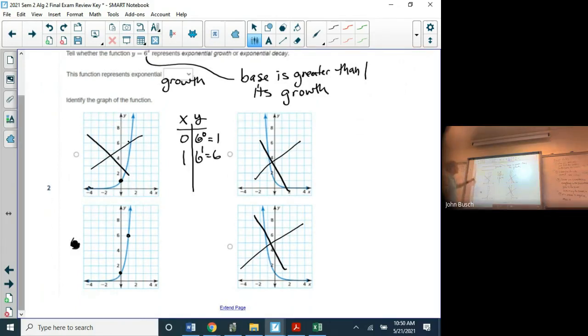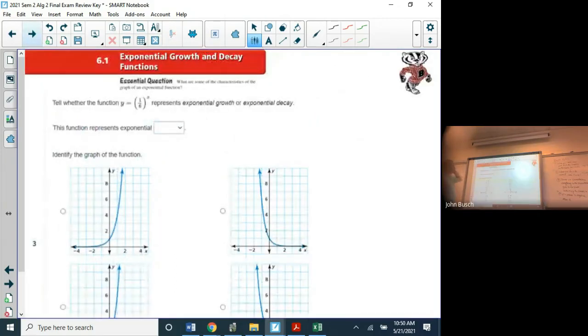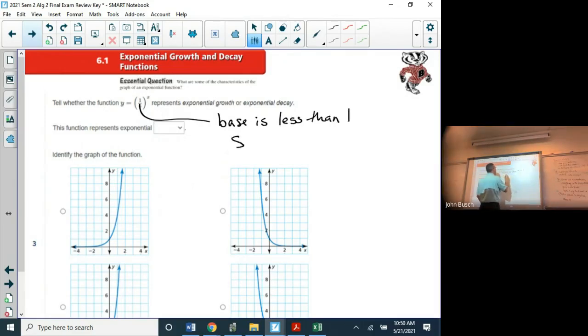Okay. So now the base is less than 1. So it's decay.